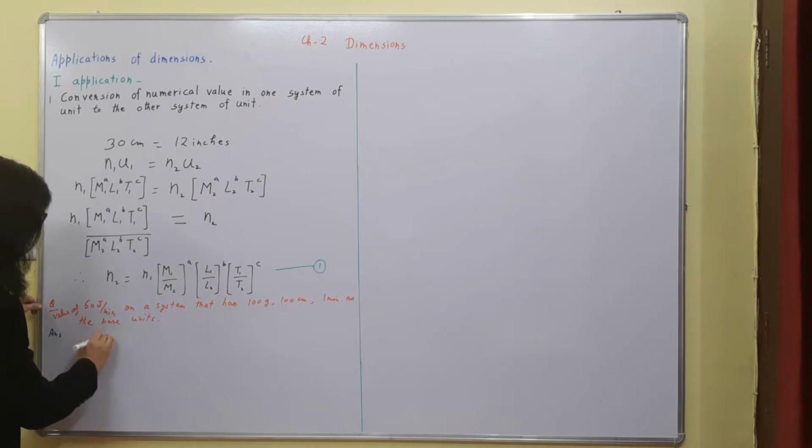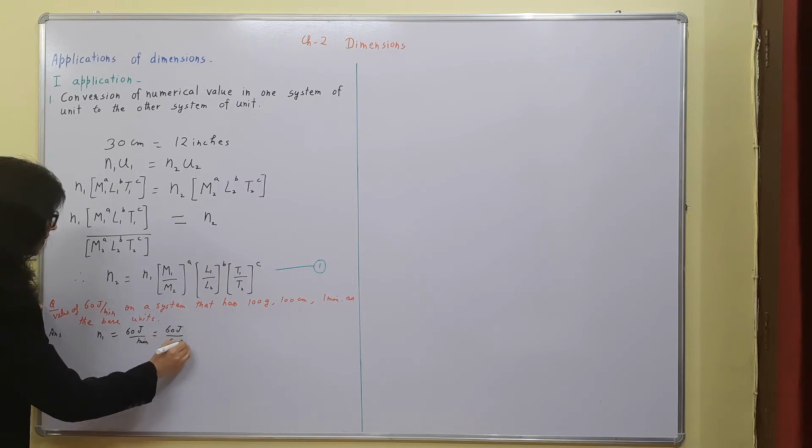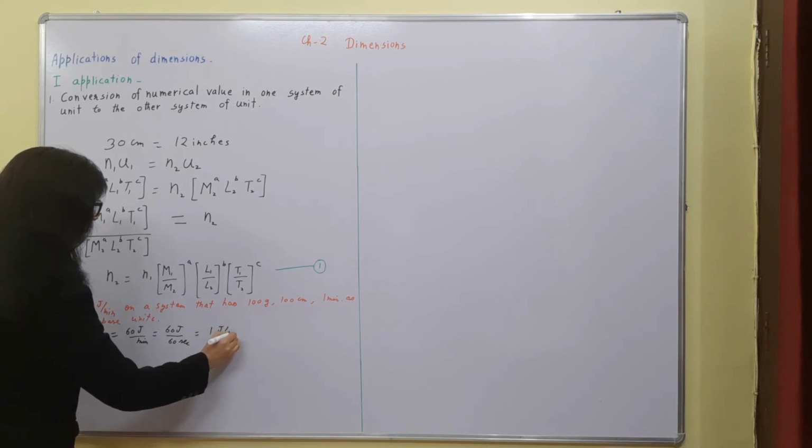So we know that this is the numerical value given in the first system, that is 60 joule per minute. This can be written as 60 joule upon 60 seconds. So this gives me 1 joule per second.